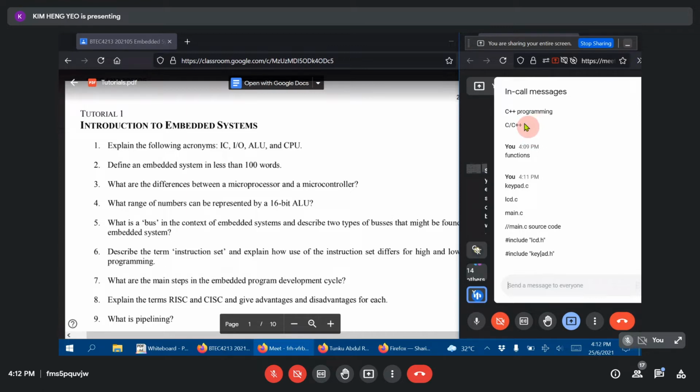Now, C++ is a larger set of C. C is a subset of C++. So if you already learned C++, basically you know everything there is to know about C. So you will need all this knowledge when you're writing programs for embedded systems.